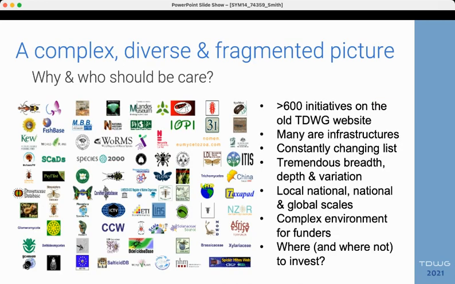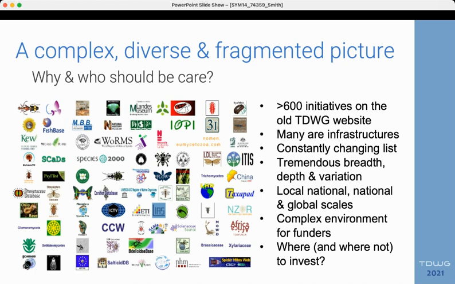And it's quite important because we live in an enormously crowded space when it comes to the various projects and initiatives that are happening globally. There are more than 600 initiatives listed on the old TDWG website. It's an extraordinarily dynamic list that's constantly changing. It operates at different scales from local to national to global.